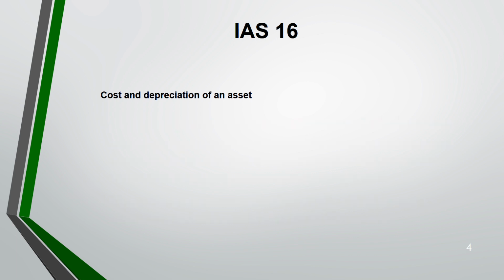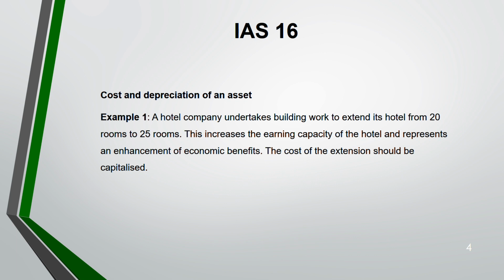Now, example 1. A hotel company is undertaking building work to extend its hotel from 20 rooms to 25 rooms. So this is increasing the earning capacity of the hotel, which means it is representing an enhancement of the economic benefit. Therefore, this cost of extension you have to capitalize. Very important in IAS 16: what to capitalize and what not to capitalize.